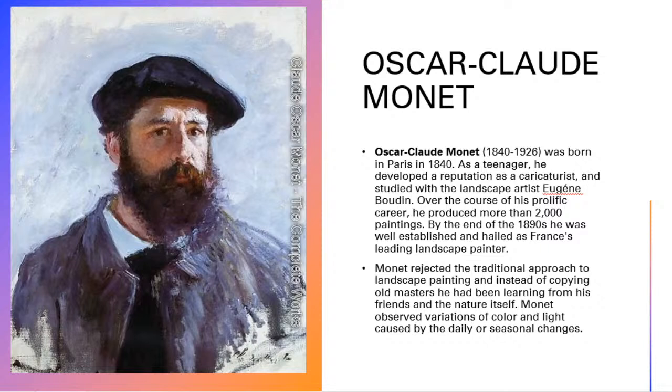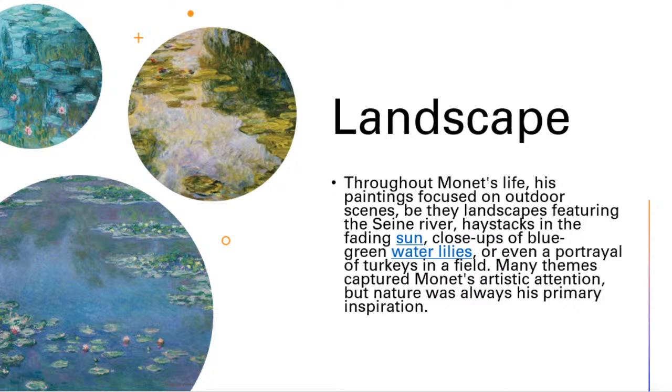Monet observed the variations of color and light caused by daily and seasonal change. So there are some landscapes he did throughout Monet's life. His paintings focused on outdoor scenes, be they landscapes featuring the Seine River, haystacks in the fading sun, close-ups of blue-green water lilies, or even a portrayal of a turkey in the field. Many themes captured Monet's artistic attention, but nature was always his primary inspiration.